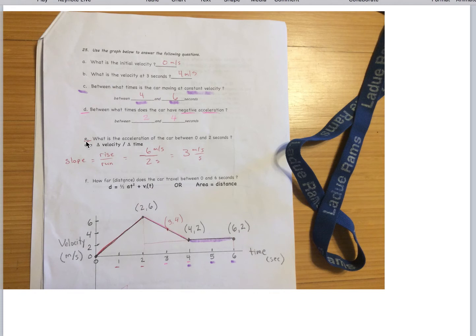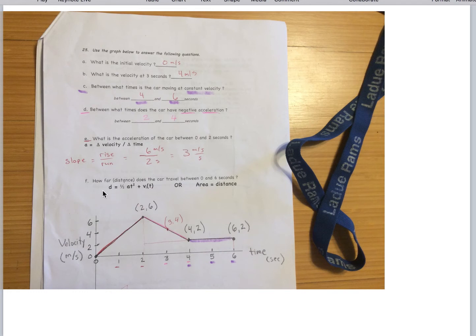All right. So then E is asking you for the slope between 0 and 2 seconds. Rise over run. Just count it out. Just be simple. So it goes up 6 over 2. It goes up 6 meters per second in 2 seconds. That is an acceleration of 3.